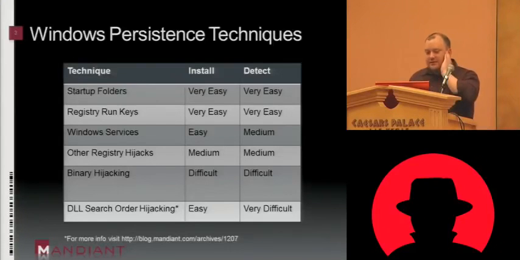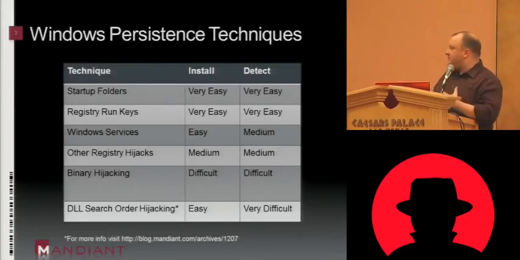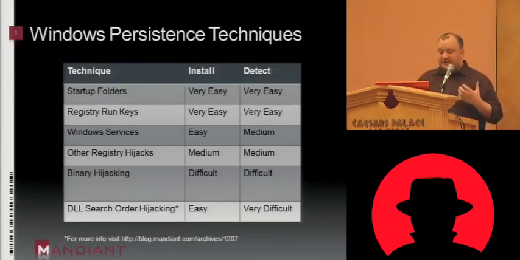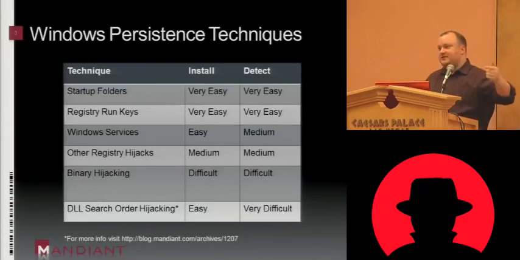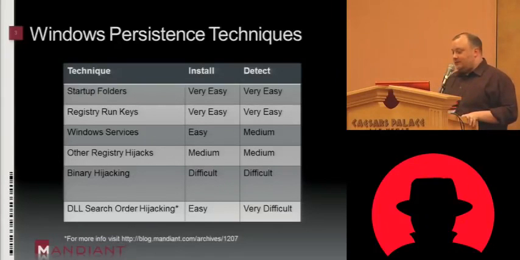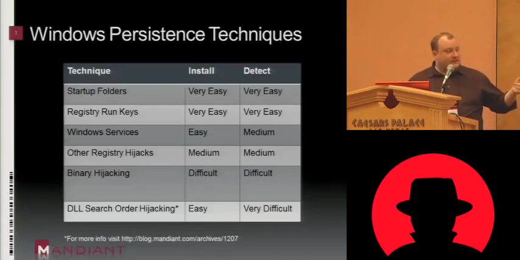All right, so persistence mechanisms on a Windows system. The easiest is the startup folders. Of course, all you have to do is copy a file over there. Very easy to detect. Same with the registry run keys. As you move on down this list, you can see the level of difficulty required to install something pretty much matches how difficult it is to detect. The very last one on the list is what I call DLL search order hijacking. It's still very easy to install, very, very, very difficult to detect.